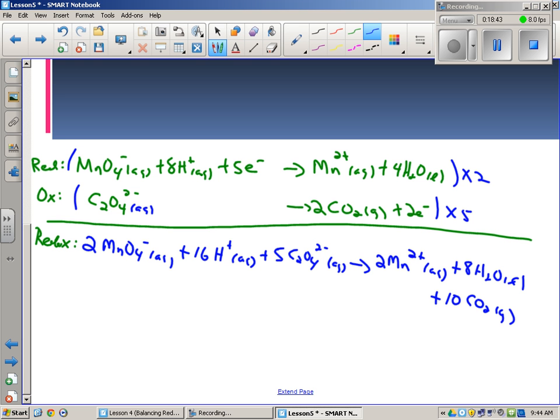Let's double check. You know, sometimes when you go through and you're multiplying stuff, you miss a number here or there, and you don't multiply it. So sometimes that happens. Let's double check. 2 Mns, 2 Mns. Let's see. 16 H's, 16 H's. I got 10 carbons, 10 carbons. Let's add up some oxygens here. That's 8 and 20, so 28. I got 20 and 8, that's 28. Let's do charges real quick. 2 minus, 10 minus, so that's 12 minus, and 16 positive is a 4 positive, and there's a 4 positive there, so it looks good.